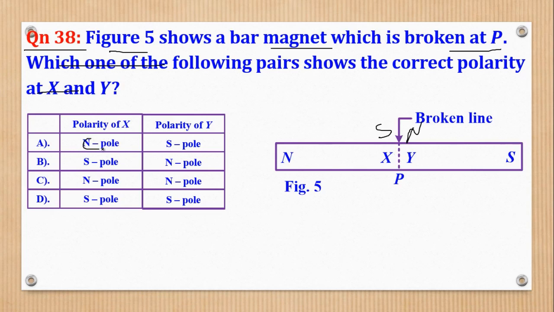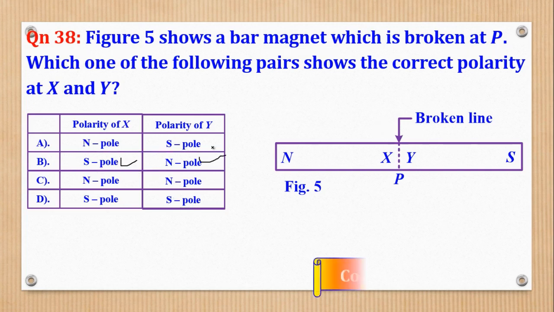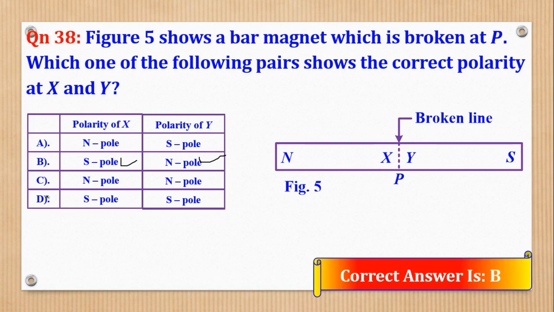X north, it is not okay. We have south here, and here we have north, which is not okay. We have south here. Now let's look at the corresponding Y. Y should be north, so this is not okay. We have south, north here. This is not okay. We have north here, and we have south here. So the statement which has both correct is B. So you come and say that the answer is B.